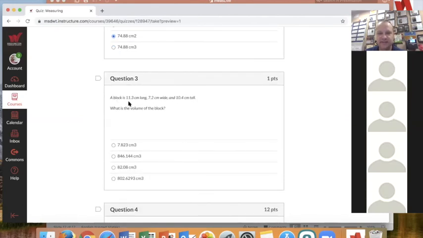A block is 11.3 centimeters long, 7.2. That's the same numbers. We want to know the volume of the block. Length times width times height. 3 numbers. Okay, so our answer is going to be centimeters cubed. Oh, great, we got that. All right, now we already multiplied 7.2 times 10.4. So all I have to do is multiply that times 11.3. And I get an answer of 846. So it's got to be that one.